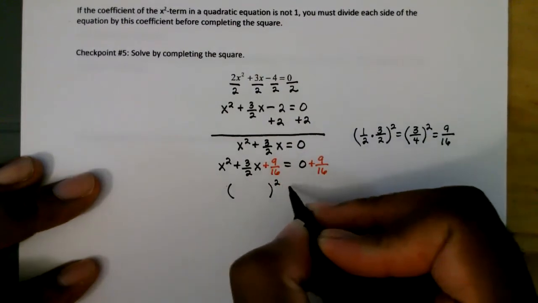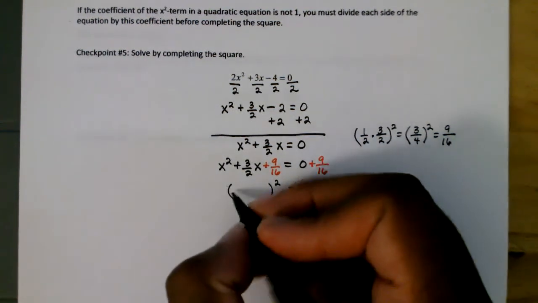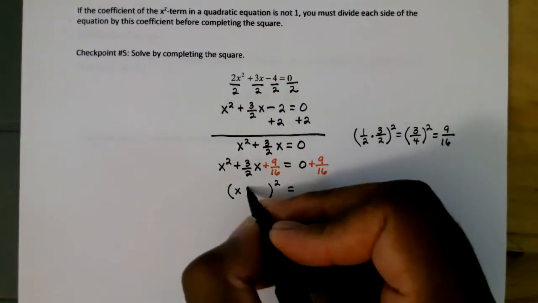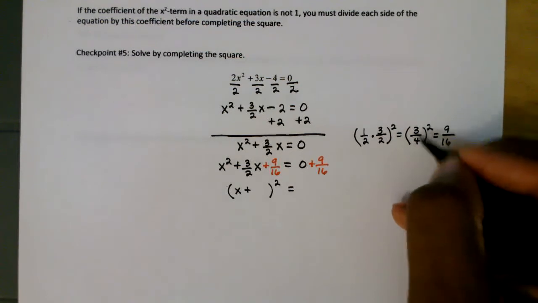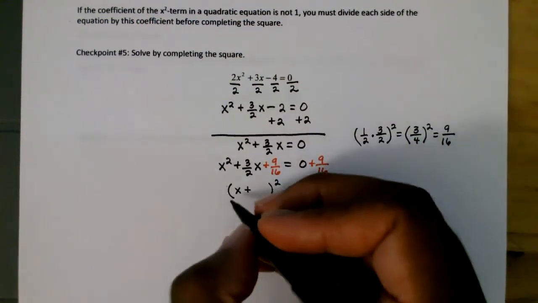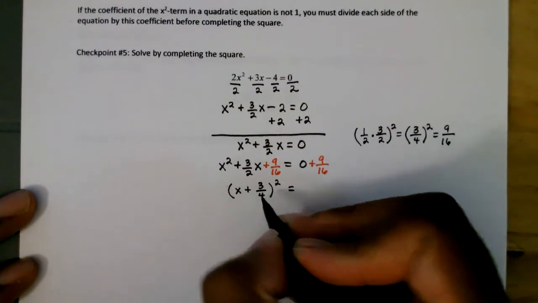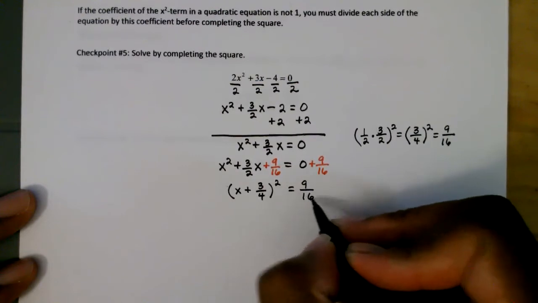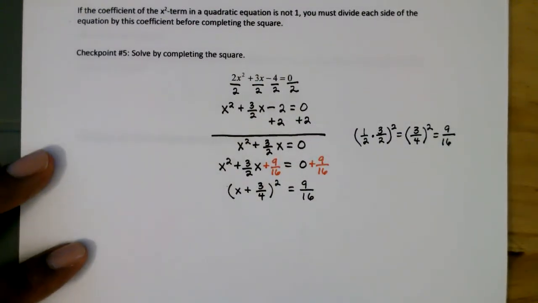And now we're going to factor this as a square of a binomial, which follows the format with the x, and then plus the b over 2, which is 3/4 here. So this will be x plus 3/4 quantity squared. That's equal to 9/16. 0 plus 9/16 is 9/16.